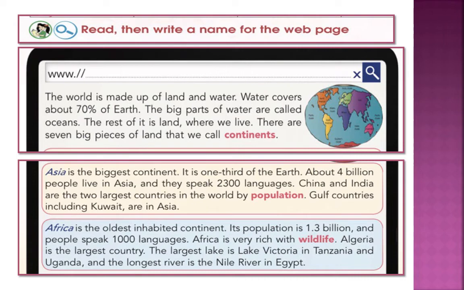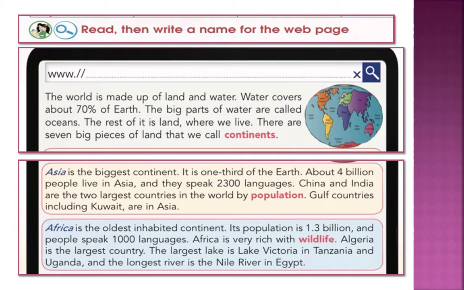Read, then write a name for the web page. The world is made up of land and water. Water covers about 70% of Earth. The big parts of water are called the oceans. The rest of it is land, where we live. There are 7 big pieces of land that we call continents. Asia is the biggest continent. It's 1/3 of the Earth.